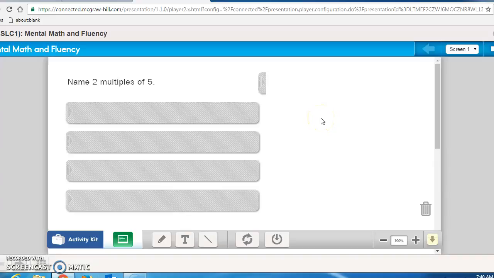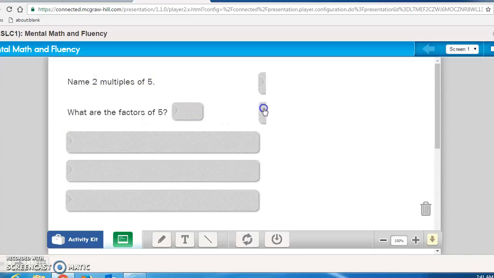Name two multiples of 5. Remember that we're looking at multiples and we're not looking at what the factors of that number are. So two multiples of 5, we start with the number 5. 1 times 5 is 5, so the answer is 5. 2 times 5 is 10, so 10. So what are the factors of 5? Those are the numbers that you use to get 5 when multiplying. 1 and 5.